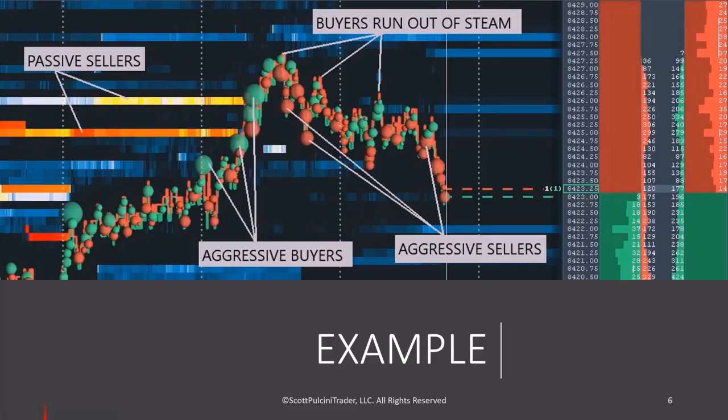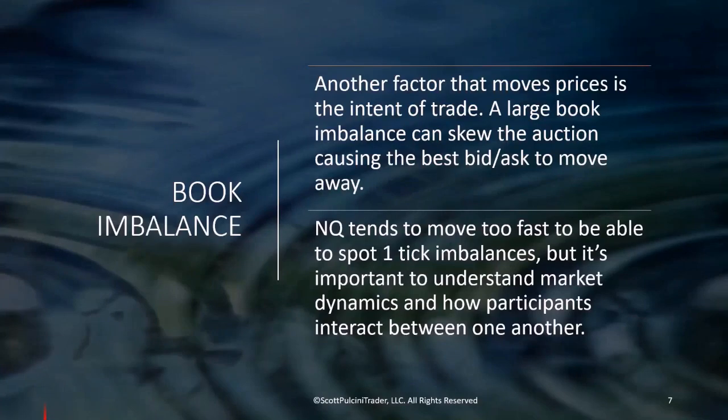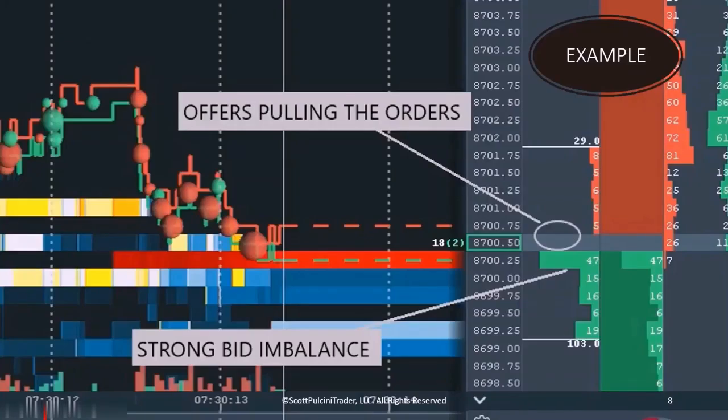Okay, so another factor that comes into play then to move price is the intent of trade. A large book imbalance can skew the auction, causing the best bid ask to move away. The NQ tends to move a little bit too fast to be able to spot one tick imbalances. But the thing is, it's more important to understand those dynamics and how participants interact between each other. Okay, so let's take a look at exactly what a book imbalance is.